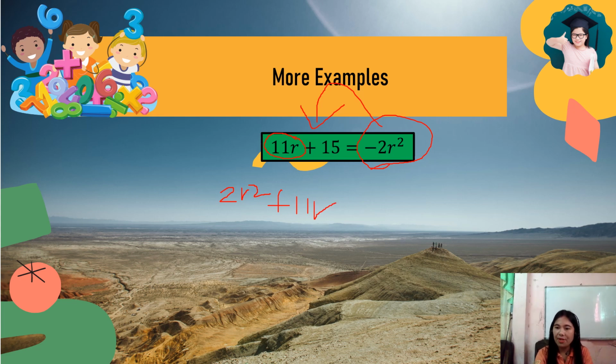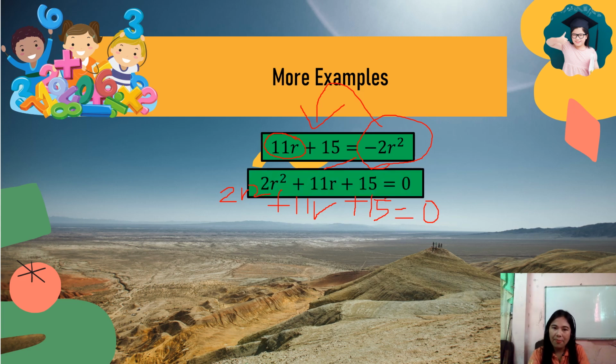And then, it must be followed by ax squared plus bx plus c. So, dapat constant. So, ito yung constant natin, si 15. Lagay lang natin plus 15. And then, lagyan natin ng equals 0. So, we now have our standard form. Check natin kung tama ba. 2r squared plus 11r plus 15 equals 0. Yes, tama tayo. Dahil tama tayo, we can now proceed with, erase muna natin, factoring.